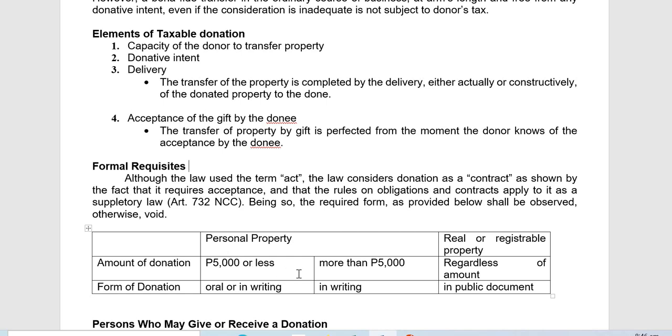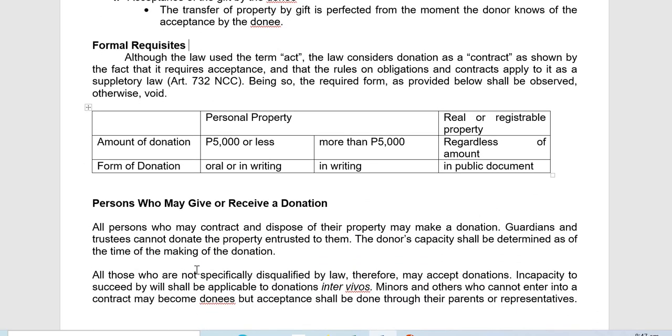If the amount of donation is 5,000 or less, pwede ra siya oral or in writing. However, if the amount of donation is more than 5,000, it should be in writing. This is for personal property. For personal property, pag 5,000 or less, pwede ra oral or in writing. Pag more than 5,000, dapat naka-in writing siya. However, if it's real or registrable property, regardless of amount, dapat naka-public document. Again, failure to abide by this shall make the contract of donation void.